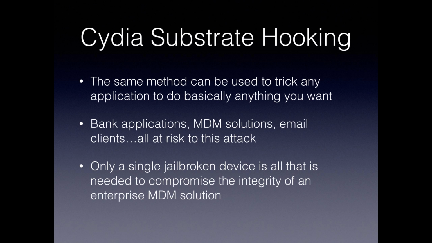And there's a whole other area of nefarious ways to get into the iPhone that doesn't require user interaction. And basically, with these MDM solutions, only a single jailbroken device is needed to compromise the integrity of an entire enterprise MDM solution. If you think about it, one rogue phone on the network could be doing anything it wants to do.